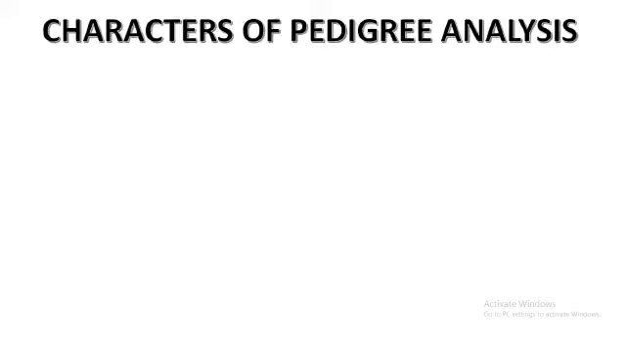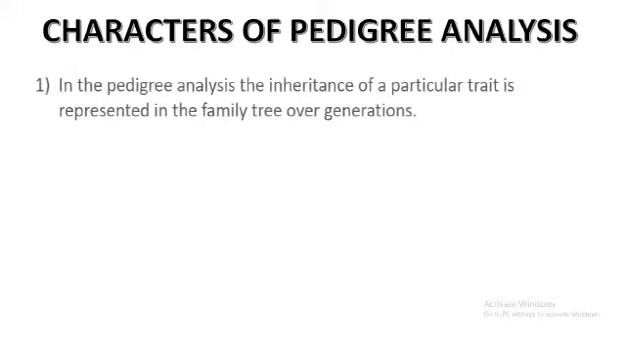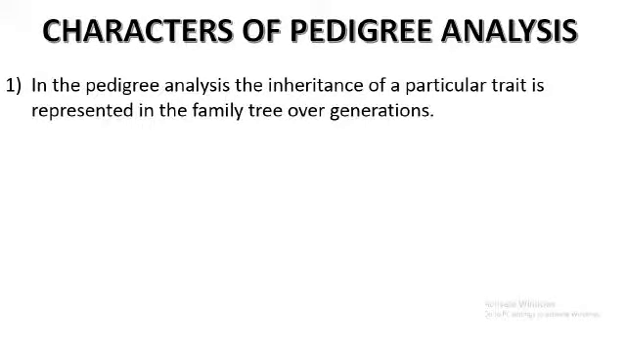Now what are the characteristic features of pedigree analysis? The first important characteristic feature is that in pedigree analysis, the inheritance of a particular trait is represented in a family tree over generations. That is the parental generation, F1 generation, F2 generation, F3 generation, and like that. So it's a systematic representation of inheritance of a character in the form of a family tree. That's what I told you, Vamsha Vriksha.